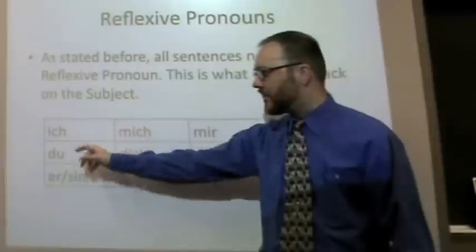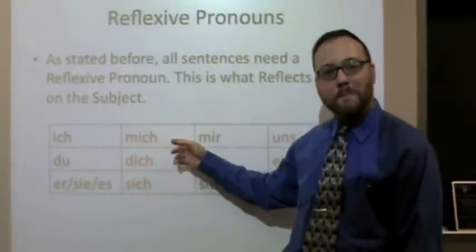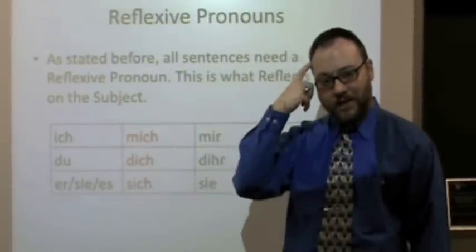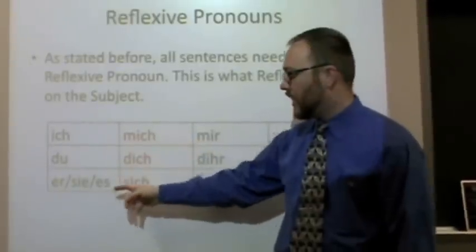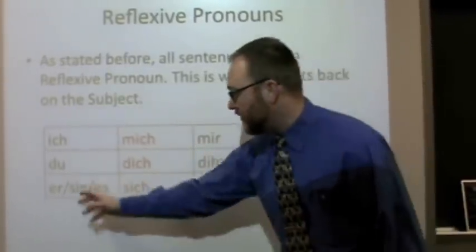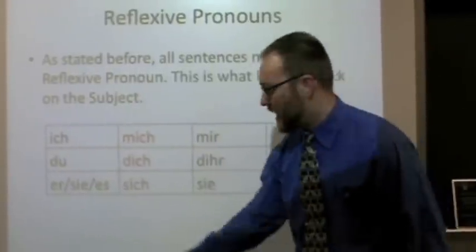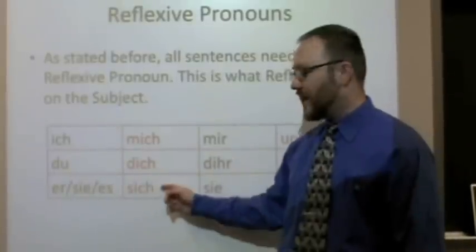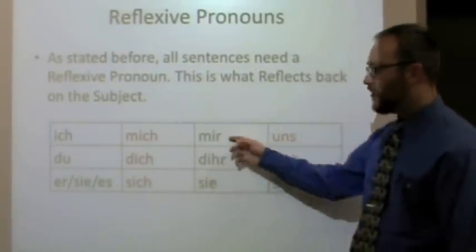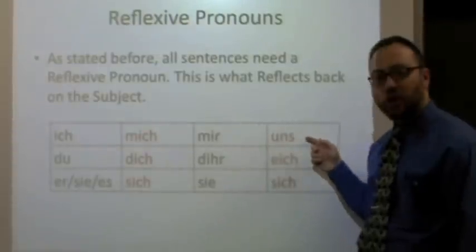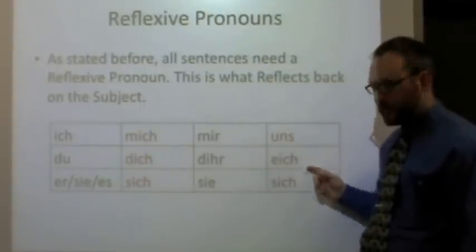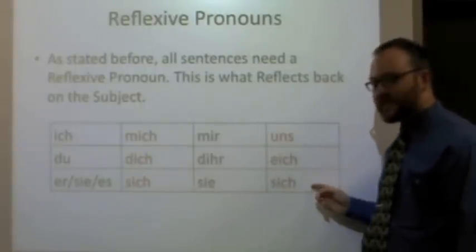So if the subject is ich, the reflexive pronoun is mich. And that was in the example sentence we just had. Ich strele mich as hoa. If du is the subject, your reflexive pronoun is dich. If er, sie, or es, or one person's name, Bob or Susan, then it's sich is your reflexive pronoun. If mir is the subject, then it's uns. If it's dir, eich. And if it's sie, it's sich.